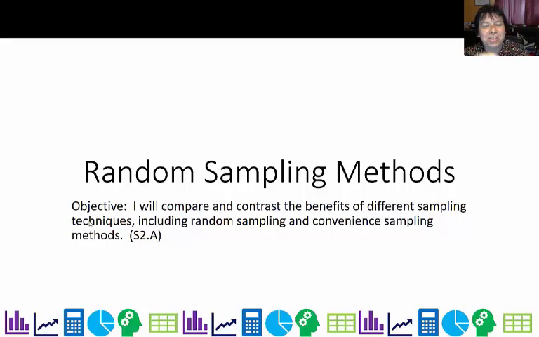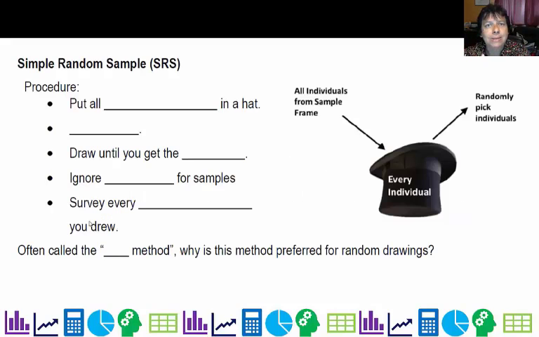And here we are talking about getting random samples. So we had some experience in the previous lesson dealing with getting random rectangles, and we used a random number table to do that. How do we draw random samples in general? Well, let's look at a prize drawing.